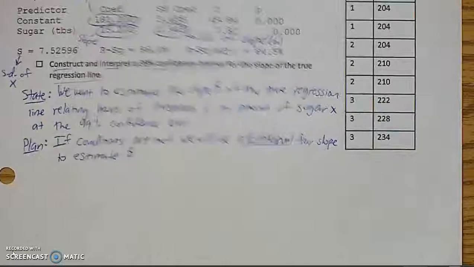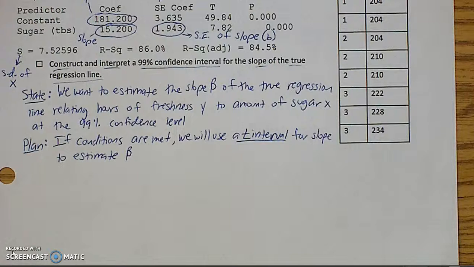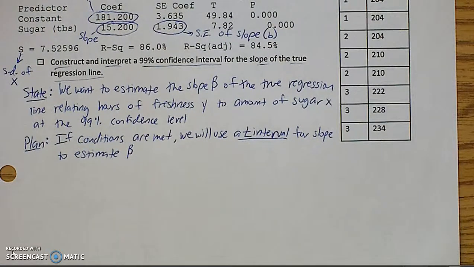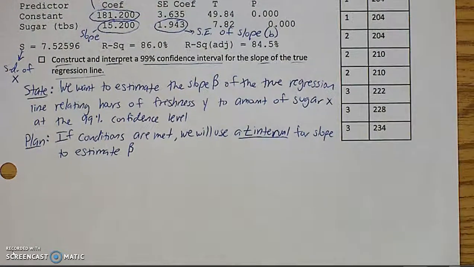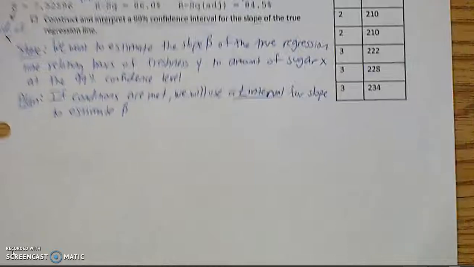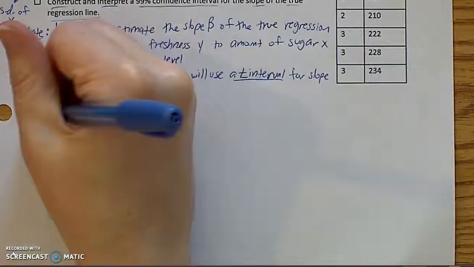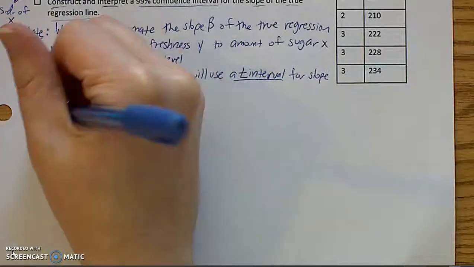For our conditions, we now have 5 conditions that we need to verify using the acronym LINER: linear, independent, normal, equal variance, and random. So, first one, linear.